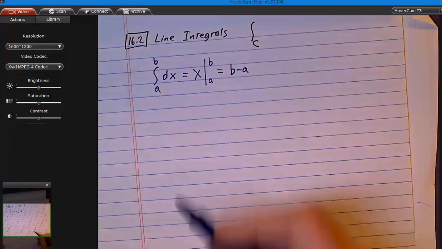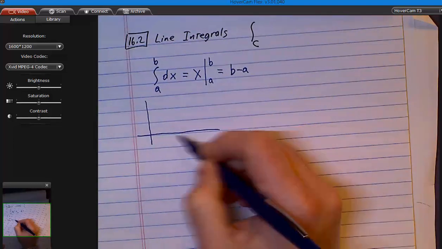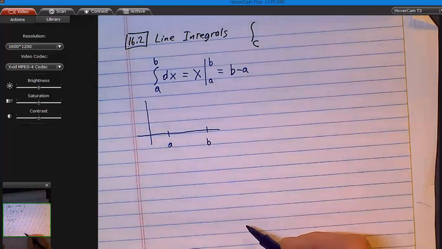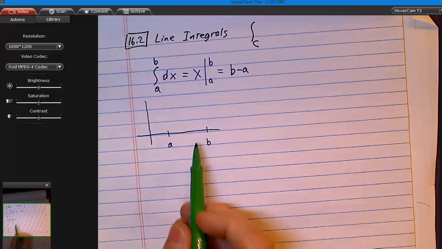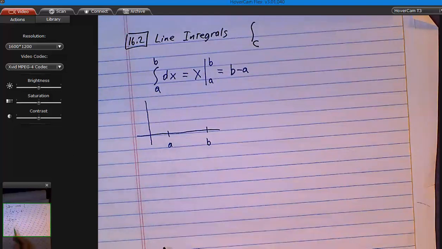Okay, what did we just do? Let's explain that to a Calc 1 student. What did we just do? Well, let's show them, guys. Here's A, and here's B, right? And what did we just do? The area, that number line is. Well, yeah. Distance. We found a distance, didn't we? The distance is b minus a.